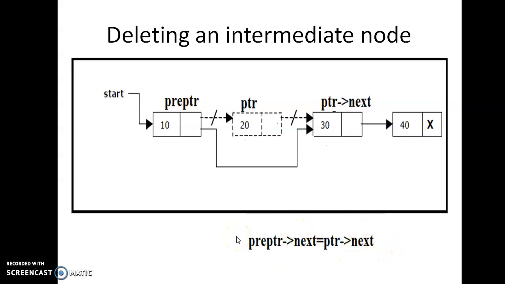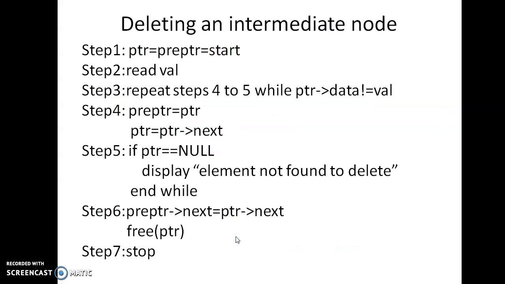Now we'll see how the deletion of an intermediate node happens. Initially, ptr and pre-ptr are always pointing to the start. Now I read the value which I want to delete. In the previous examples, we took 2 in one and 20 in another to delete. So I am reading that particular value.